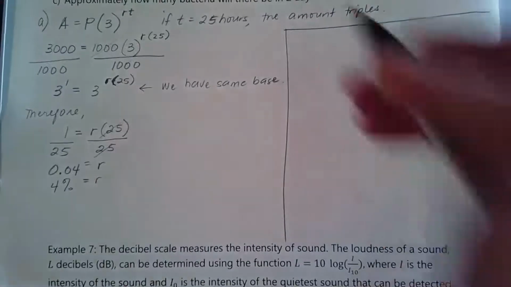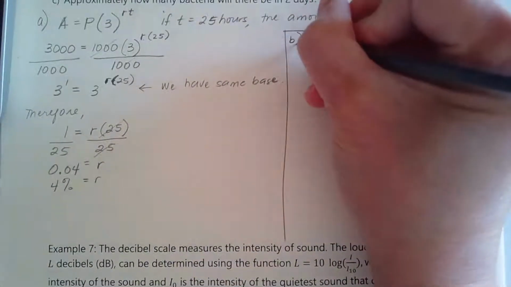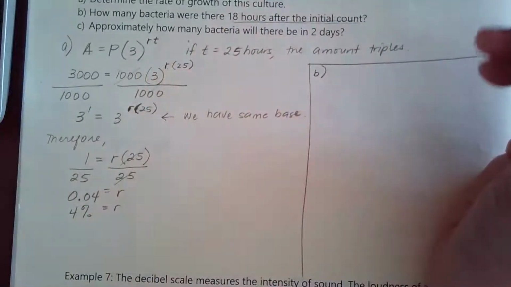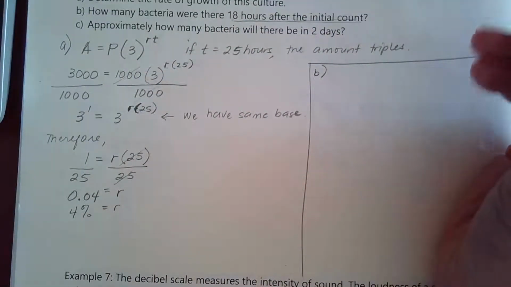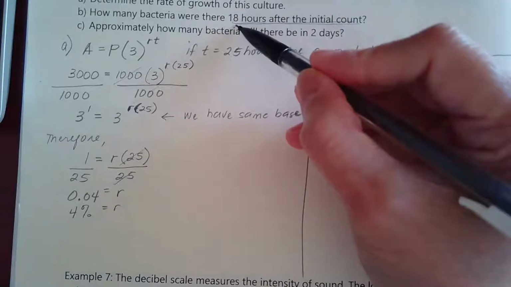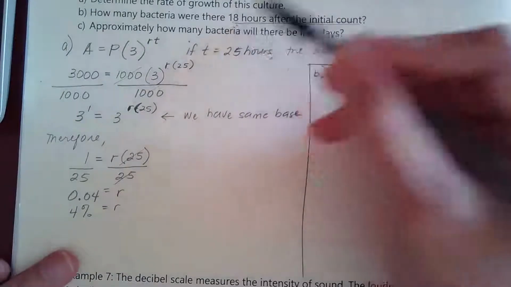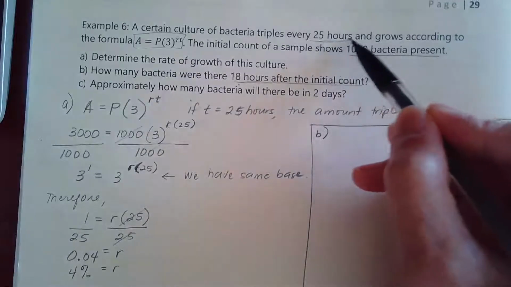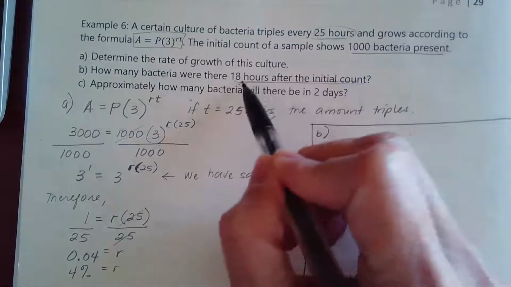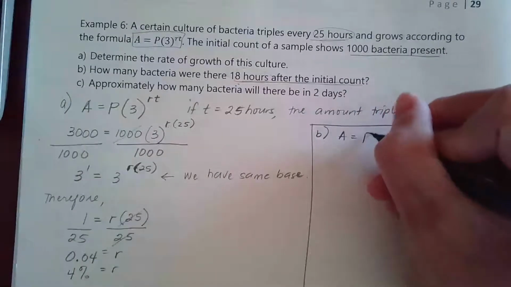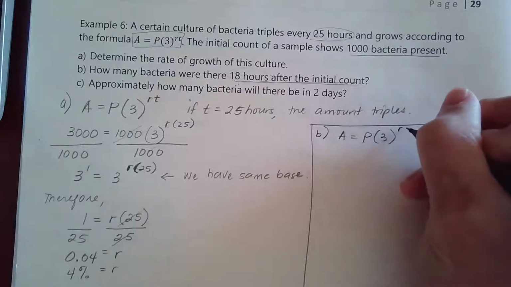Squeeze it in this part here. So this is letter B. Now we know that the rate is 4%. We can figure out that in 18 hours. Okay, now let's take a look at this one here. Everything is in hours, so A is equal to P times 3 to the power of R times T.